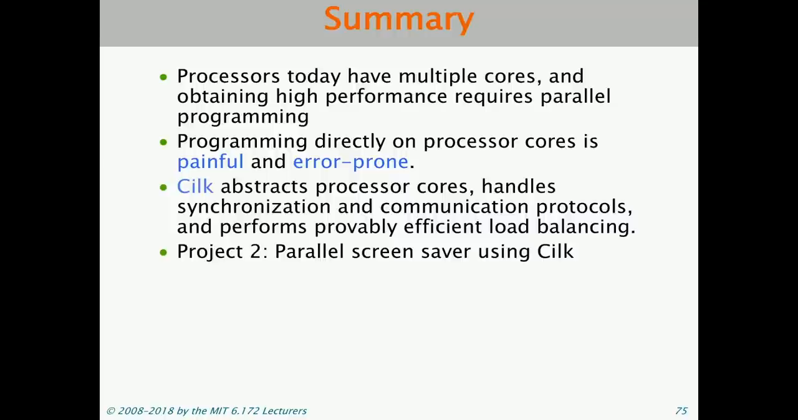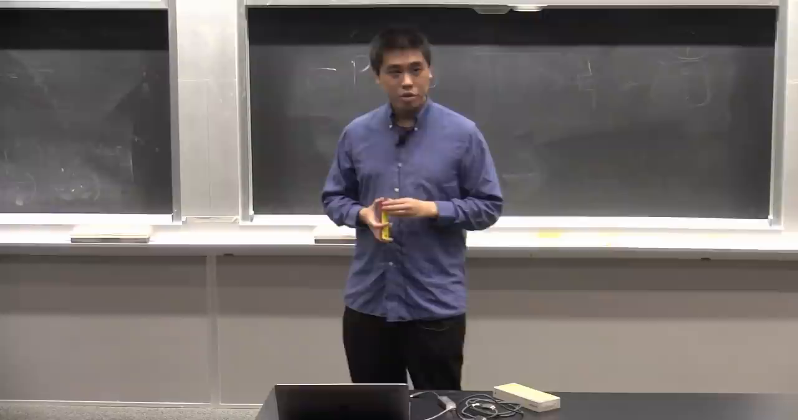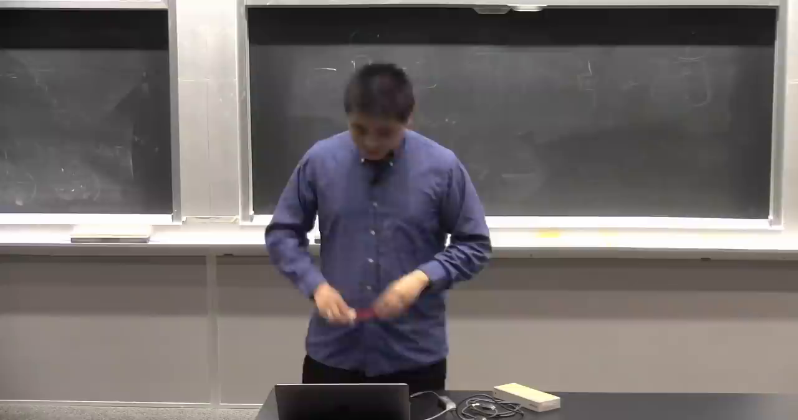Nowadays, obtaining high performance on your machines requires you to write parallel programs. But parallel programming can be very hard, especially if you have to program directly on the processor cores and interact with the operating system yourself. Cilk is very nice because it abstracts the processor cores from the programmer, it handles synchronization and communication protocols, and it also performs provably good load balancing. In the next project, you'll have a chance to play around with Cilk. You'll be implementing your own parallel screensaver. That's a very fun project to do. And possibly in one of the future lectures, we'll post some of the nicest screensavers that students developed for everyone to see. OK, so that's all.